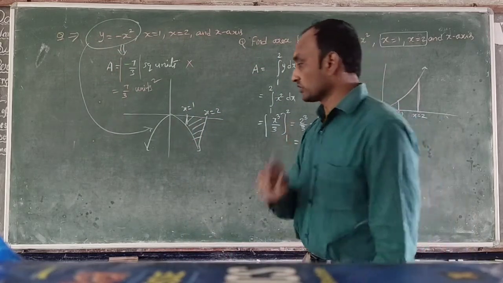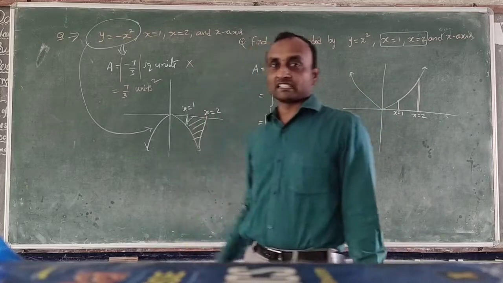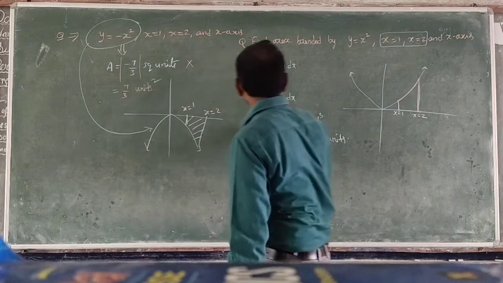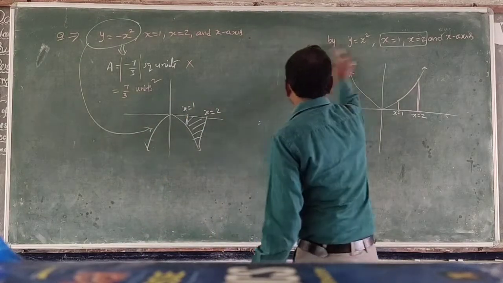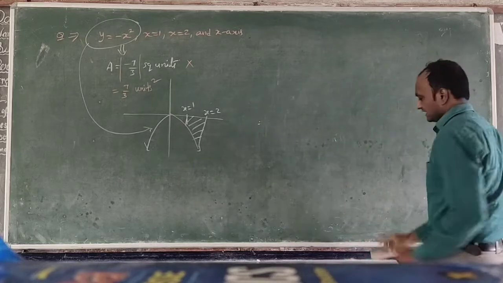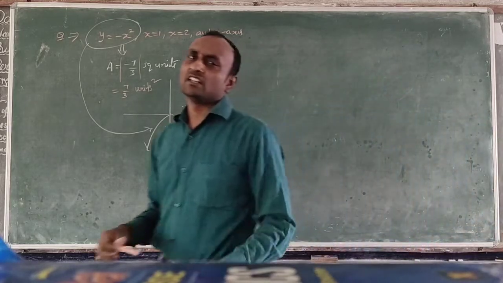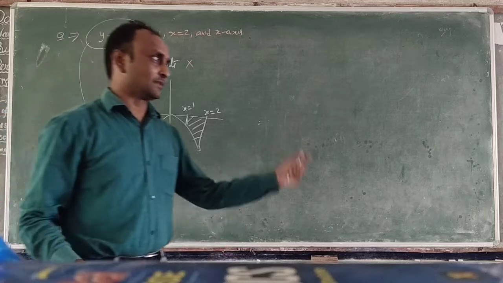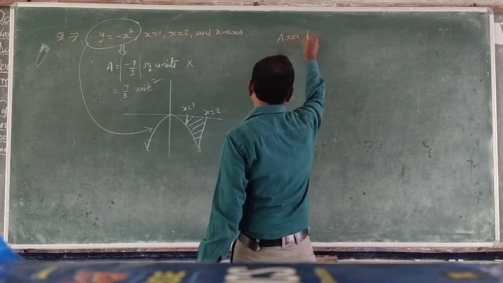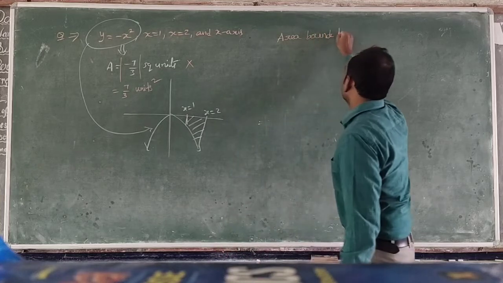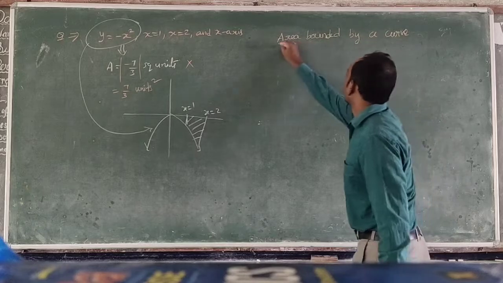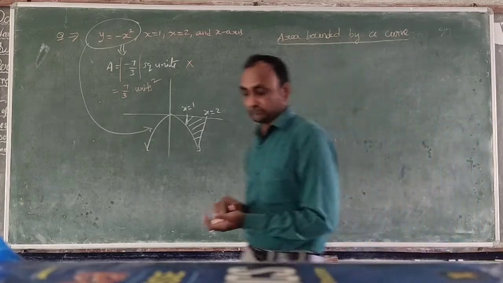So, these are the simple questions which you may get as 2-mark questions. And also you may be asked to find out the area bounded by a certain curve, like an ellipse and circle. They have a certain area, they are bounded by a certain area. For example, how to find out the area bounded by a curve? What is the area bounded by a curve?